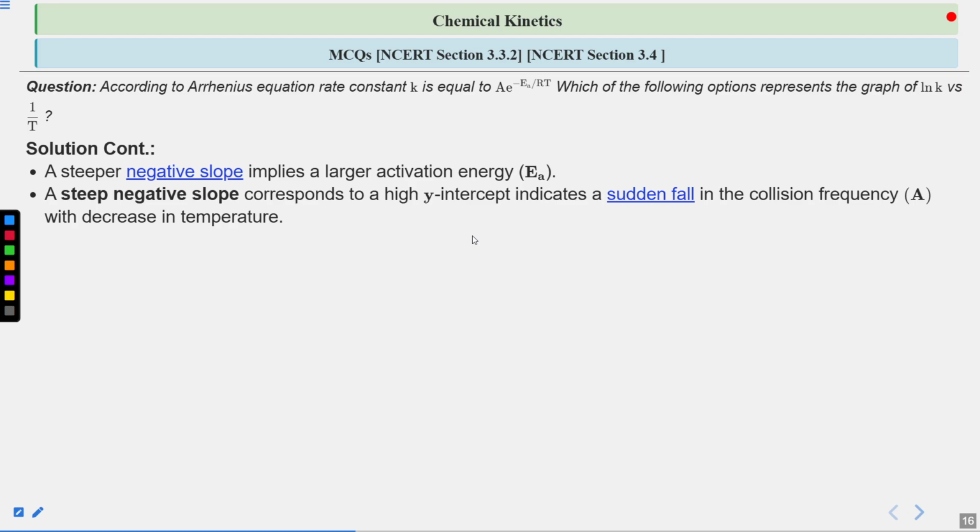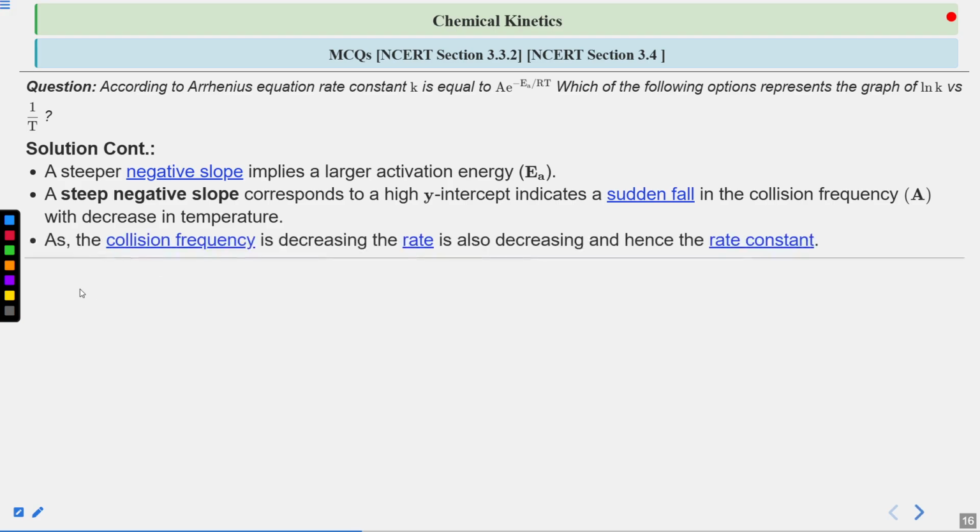Okay, if you remember our correct graph, it will start from a very high value of the y-axis, right? So we are going to have a high y-intercept, which is indicating that we are starting from a very high value, and a sudden fall in the collision frequency, that is A, is happening with the decrease in the temperature. Okay. As the collision frequency is decreasing, the rate is also decreasing, and hence the rate constant. So everything is in the decreasing mode. Like if collision frequency is decreasing, rate will also decrease and the rate constant will also decrease.